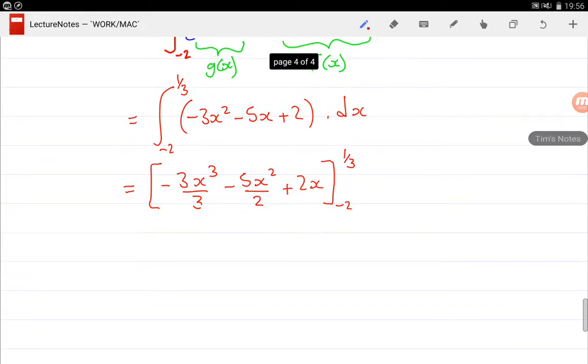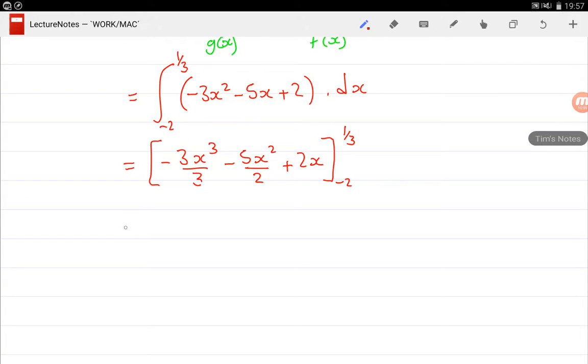So all that's left is to do substitution, and if you do it correctly, you should get 343 over 54. And then you can also write that down as 6 and 19 over 54 if you want to write it as a mixed fraction. And that should be your area.